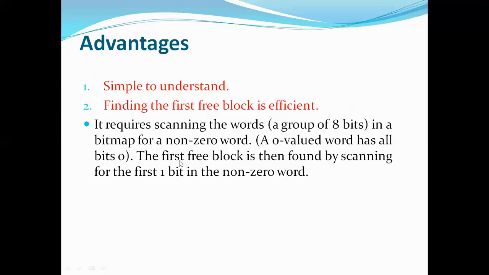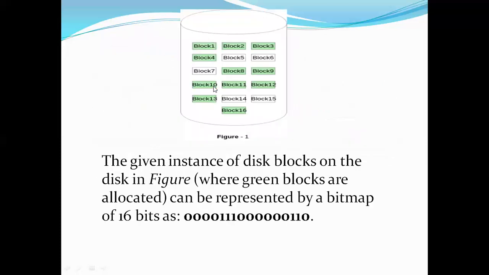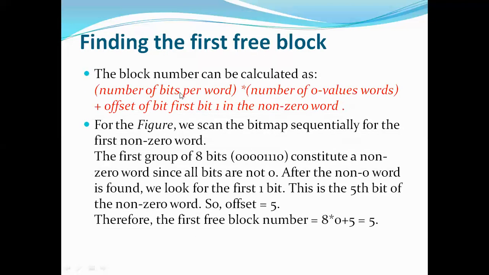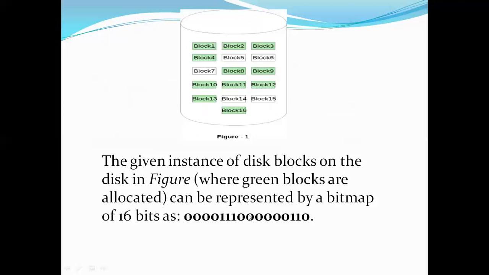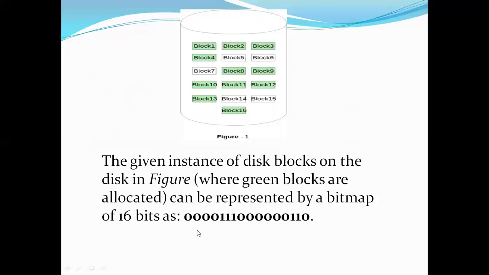Now I'll give you one example of this so that it will be clear. The formula that is used to find the first free block is the one in red color: number of bits per word times number of zero-value words, plus offset of first bit in the non-zero word. Let's apply this formula to this example. The first parameter is the number of bits per word. How many bits are we taking per word? We'll take 8 bits. So 8 times the number of zero-value words. When we divide it into 8-bit words, how many words will we get? We'll get 2.